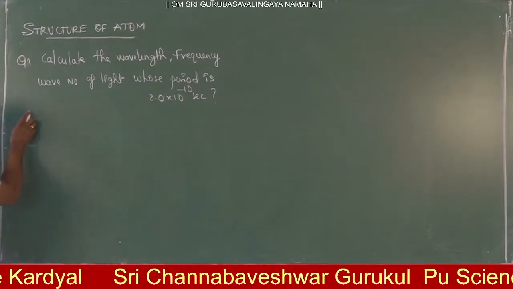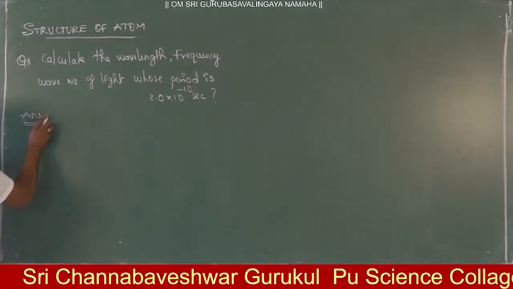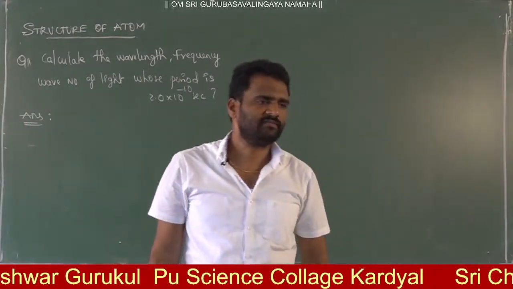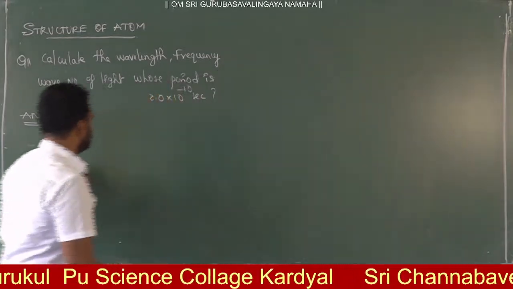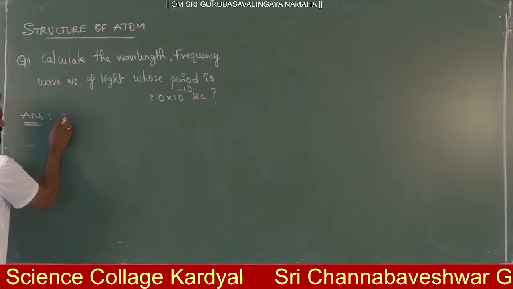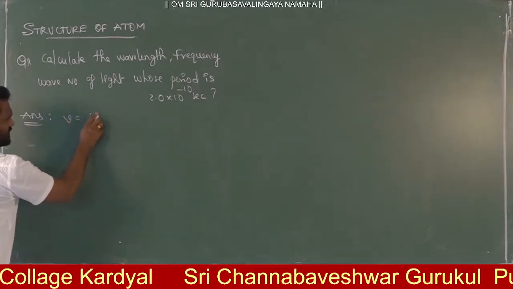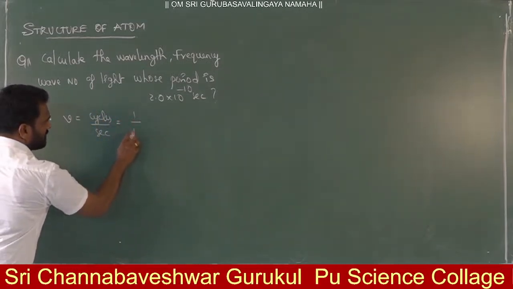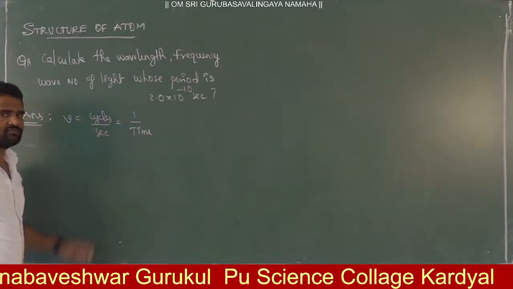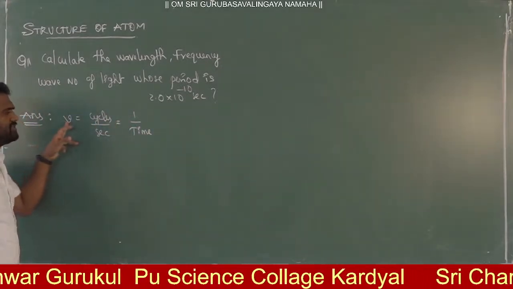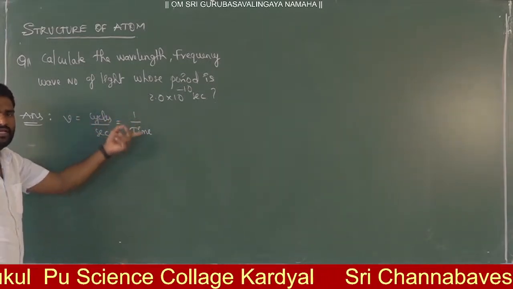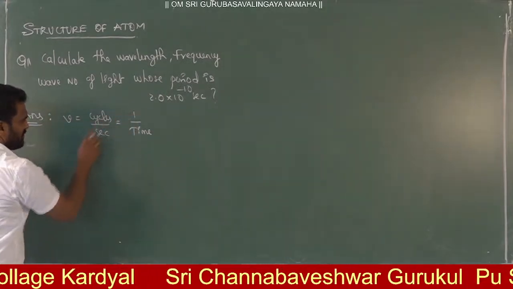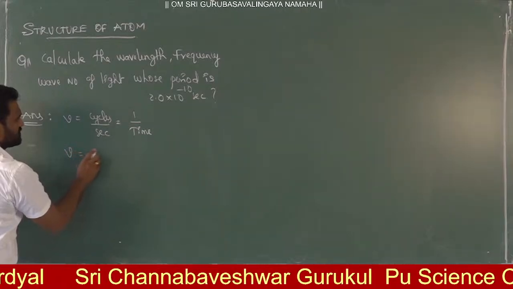Where we have the seconds unit, it is per second. Frequency, right, so what are the units of frequency? Frequency equals cycles per second. Without cycles, I can also take 1 by time. This is one more formula you can take. Frequency formula is 1 by time period; both are the same. Now frequency nu is equal to 1 by t.